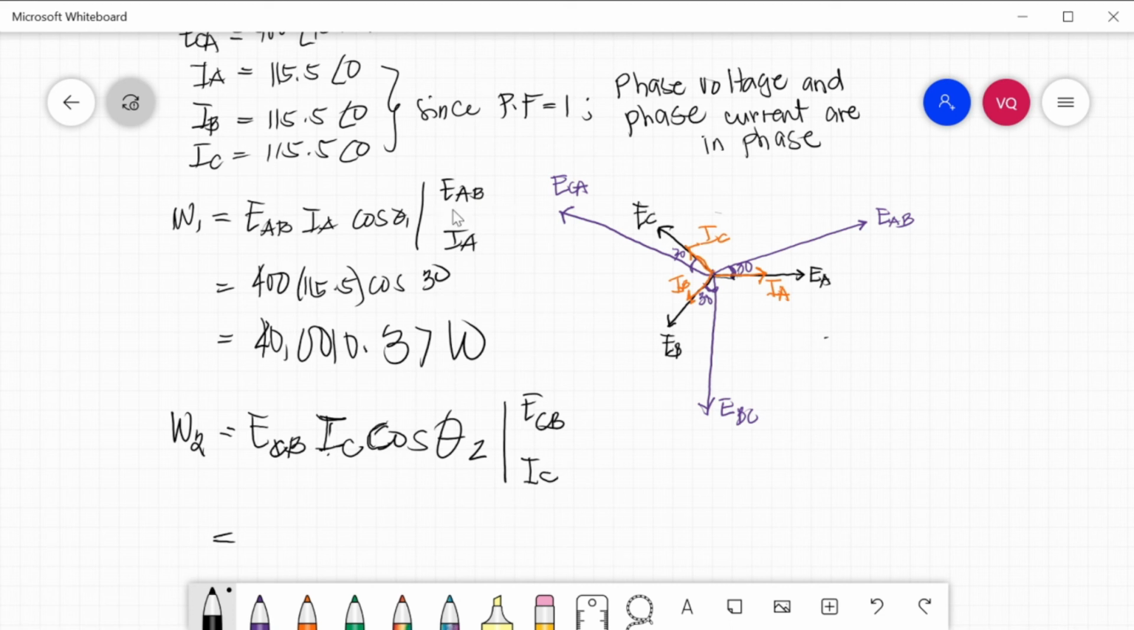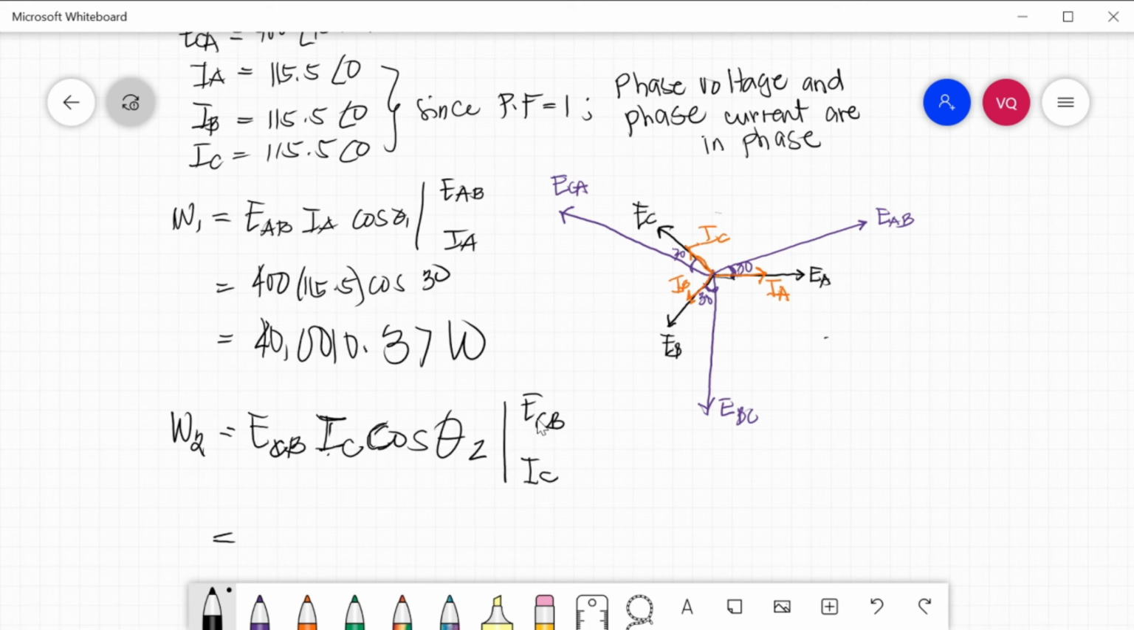Let's look at EAB. Here is EAB and here is IA. The angle between them is 30 degrees. Cosine 30, so 400 times 115.5 times cosine 30, you will get 40,010.37 watts. While wattmeter 2 is ECB, IC cosine theta 2, where ECB is the voltage.